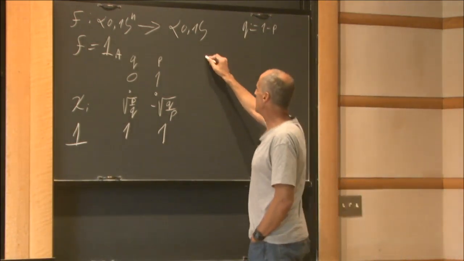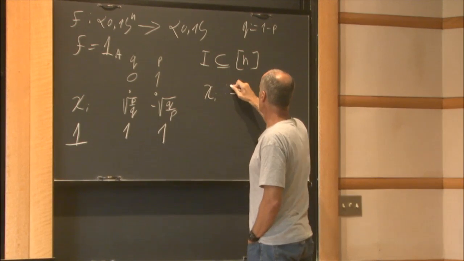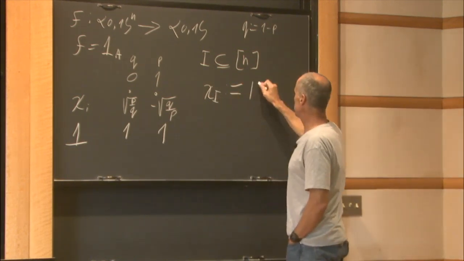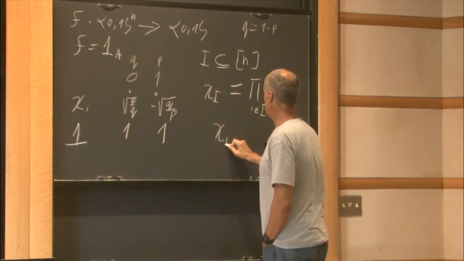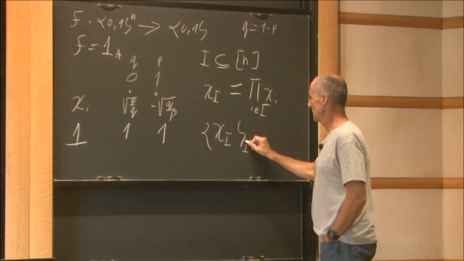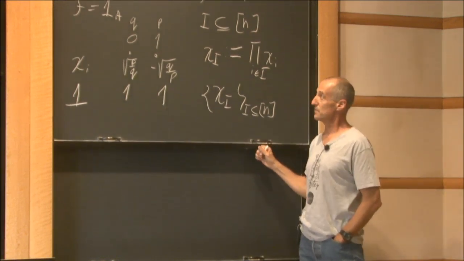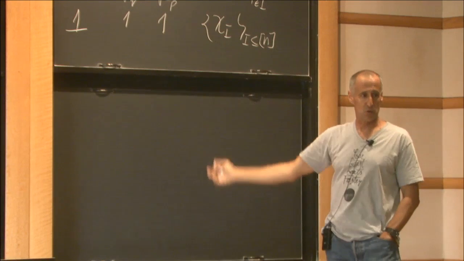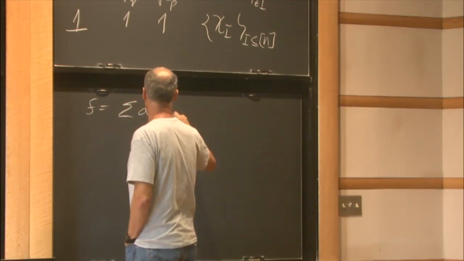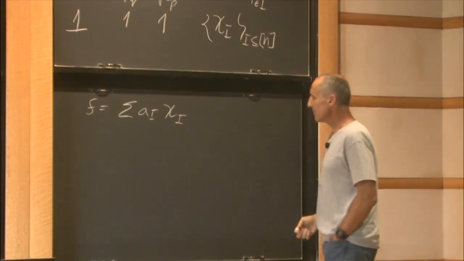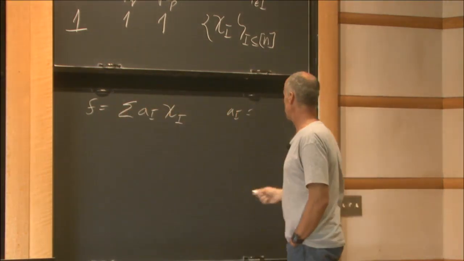And if I is a subset of 1 up to n, then I define chi capital I to be the product of chi_i over i in I. And the collection of all these functions is an orthonormal basis to my space of functions. So now let's take f and expand it according to this basis. I'm going to write f equals the sum of a_I chi_I. And the formula, if you want to know what a_I is, you just take the inner product of f with chi_I.